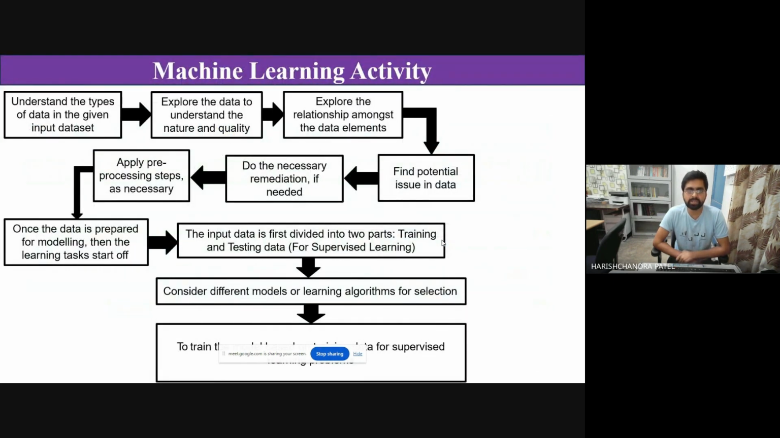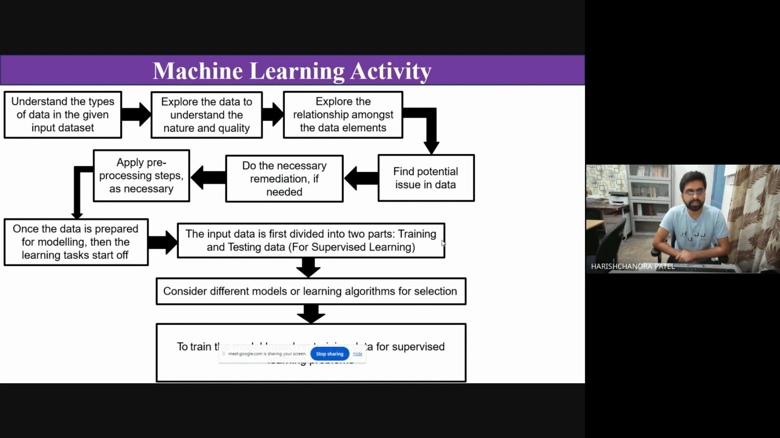These are the activities of machine learning. Understand the type of data in the given input data set, and then explore the data to understand the quality of our data, and then explain the relationship between the data and elements. Then find potential data issues. If I have any problem in the data, we can rearrange the data and do the necessary remediation if needed. Apply pre-processing steps if necessary.